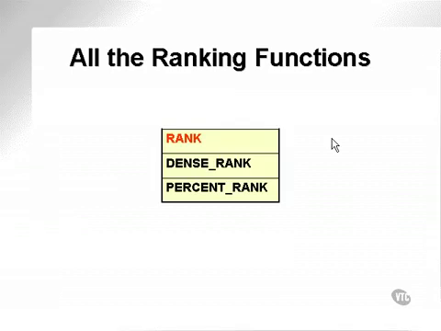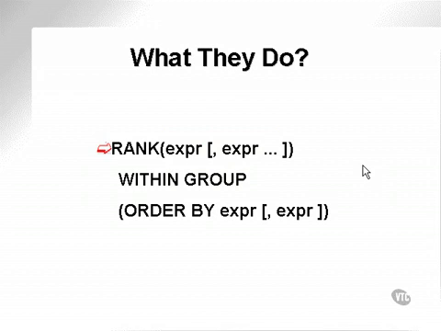The ranking functions are rank, dense rank, and percent rank. As we know, the rank function finds the rank of a value within a group or set of values. Dense rank finds the rank of a value within a sorted group of rows, and percent rank is a cumulative distribution ranking type of function. The only one we're interested in at the moment is rank. This is how the rank function is used syntactically. It takes an expression, is executed within the group, and can be ordered by an expression.